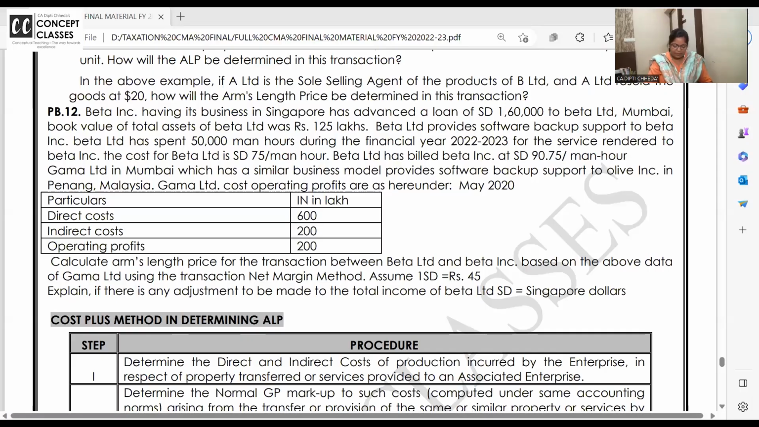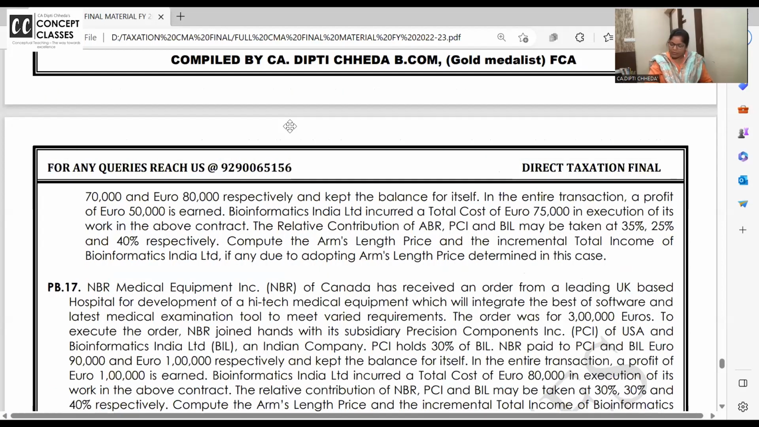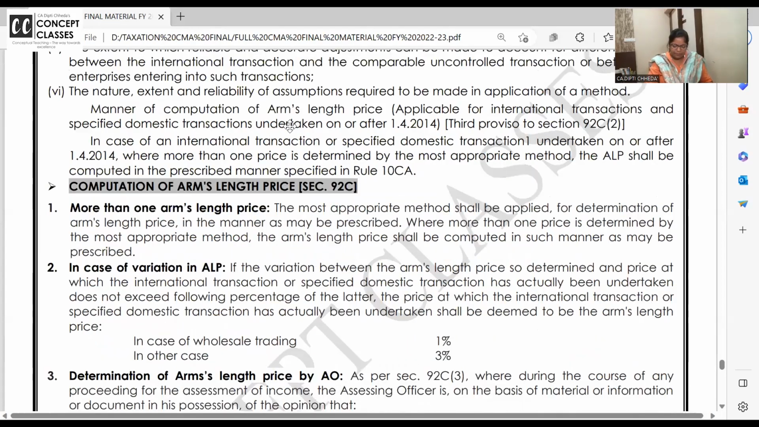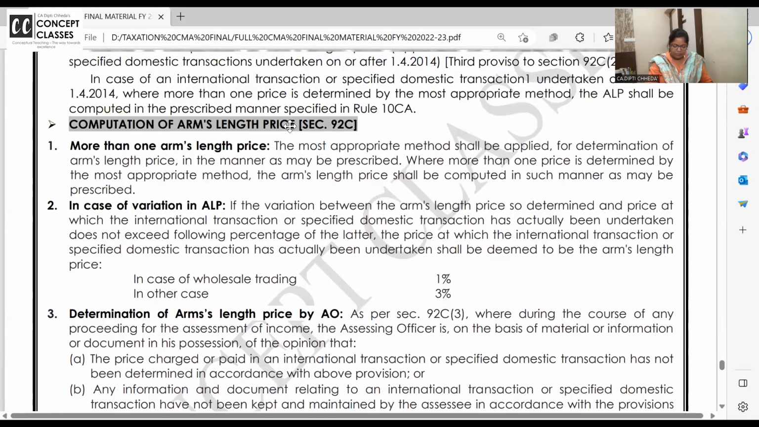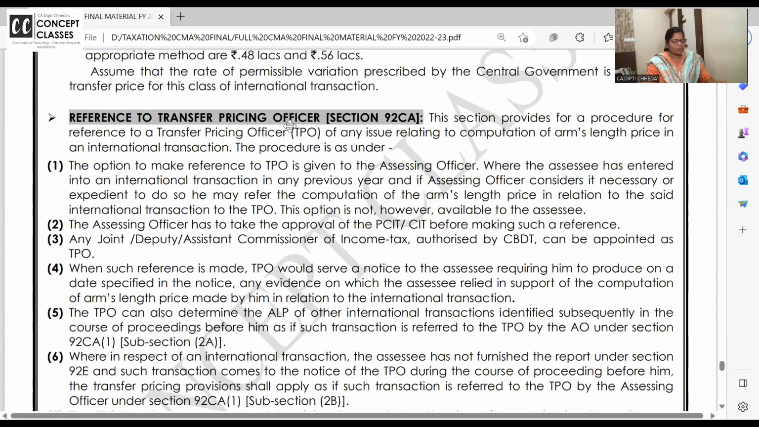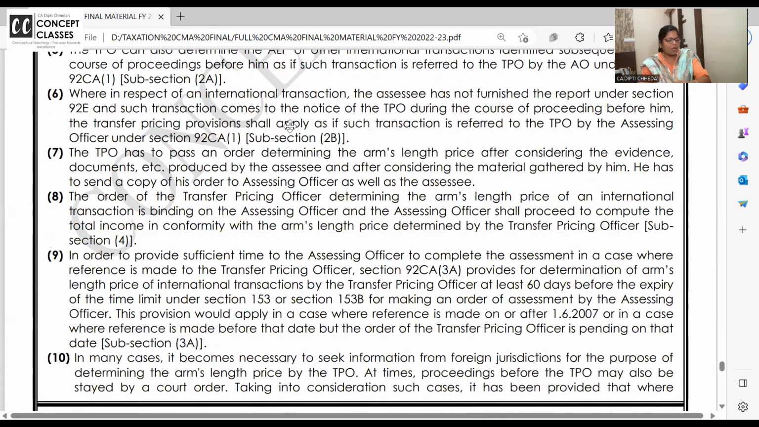Let us read from your material now. Methods we have done. If there is more than one method, what to do, that also I will say. But right now, this is still pending, more than one method. Reference to transfer pricing officer. Did everyone get it, on this page number?